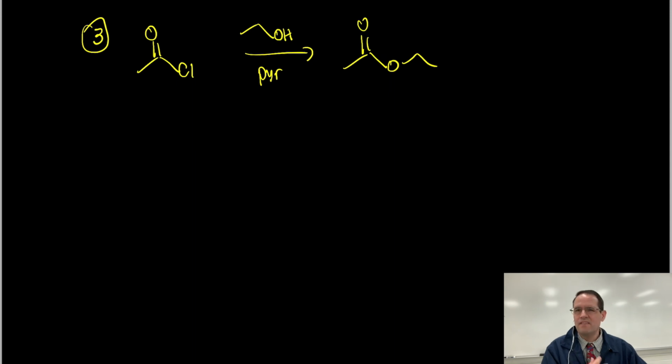In this chapter there's a lot of going backwards and forwards, and just recall we've talked about this. This is the way to make an ester. So there's three different ways to make esters.